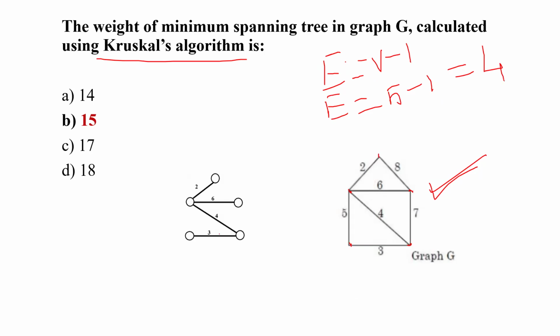I need to draw and form this. So how to draw these edges? We need to start from the initial, the least value, in ascending order. So 2 we have to write, and 3 we have to write. Next 4, next 5, next 6, next 7. This is 8. Now we need to follow this and write the diagram.